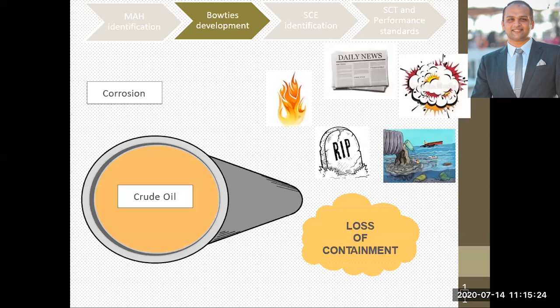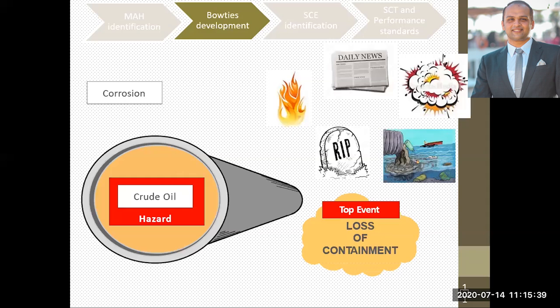Or actually, what is the hazard, for example? A hazard is easily the crude oil itself. So what is the top event here? The loss of containment, which we spoke about, loss of containment or loss of control, but in our case it's loss of containment, what we are afraid of: crude oil. Next, what is the threat? Corrosion. And all of these can be the consequences. Hopefully that was clear.